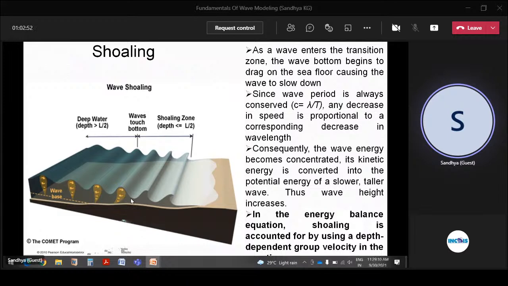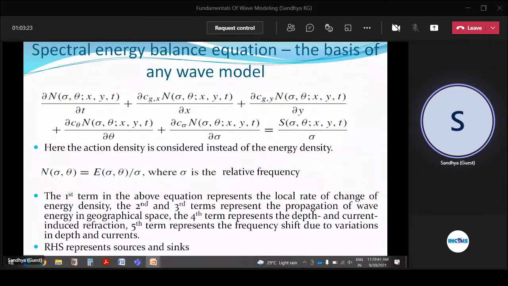Now, since the wave period is always conserved, any decrease in speed is proportional to a corresponding decrease in wavelength. Consequently, the wave energy becomes concentrated, its kinetic energy is converted into the potential energy of a slower, taller wave, and thus the wave height increases. In the energy balance equation, there is no explicit term for this, but since the equation has the group velocity term, this is implicitly accounted for.